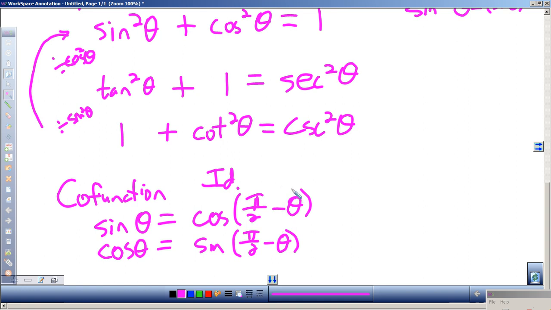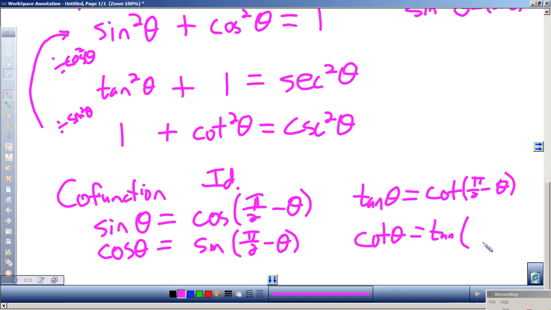Now this also applies to all of the other ones. So tangent of theta would equal cotangent of pi halves minus theta, which means cotangent of theta is the tangent of pi halves minus theta. And same thing for secant and cosecant. So this is why they are called the cofunctions. Sine and cosine are the same function, just shifted by pi halves. Tangent and cotangent, the same function shifted by pi halves, and I guess I should say vertically or horizontally flipped because of the negative there. And secant, cosecant, same idea.